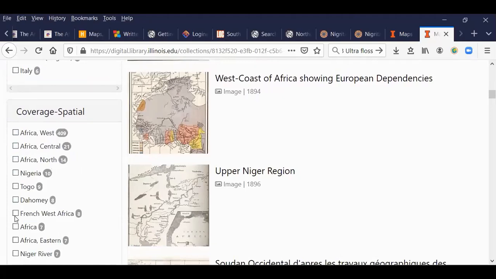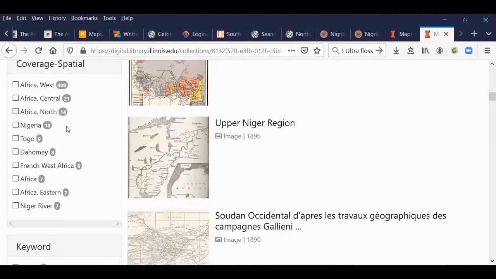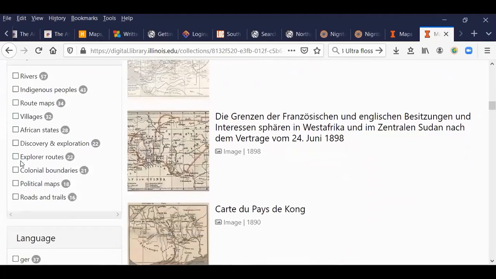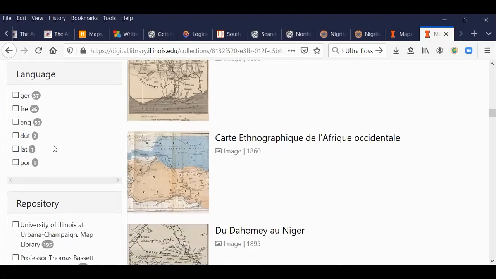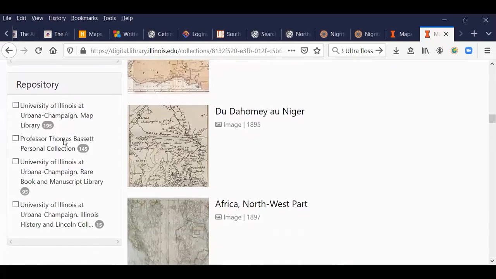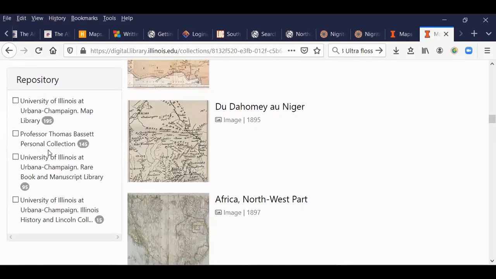You can see also the spatial coverage, and here check out to other spaces. We looked at the West African material, but there's also within West Africa a specification of Nigeria, Togo, Dahomey, what's called French West Africa, which would be applicable for the more recent periods of time, and the Niger River area. Then there are keywords you can also click upon. You can also look at German, French, English, Dutch, Latin, or Portuguese maps. Very, very useful.